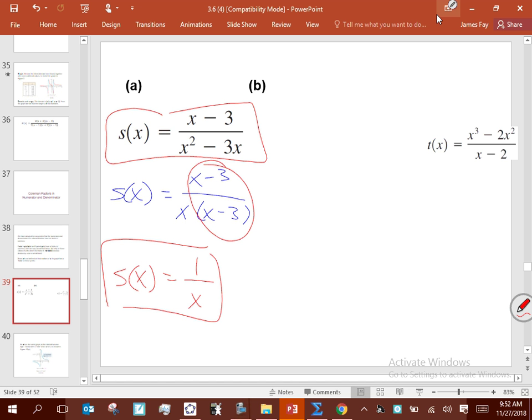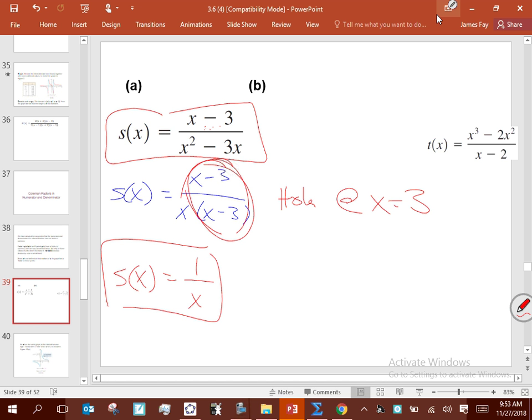They look exactly the same, except this one's going to have a hole in it. The hole is found at the 0 of that common factor. So set that common factor equal to 0, and you would get what? 3. Okay? We have a hole at x equals 3. Now, there's an infinite number of y values when I have an x value of 3.